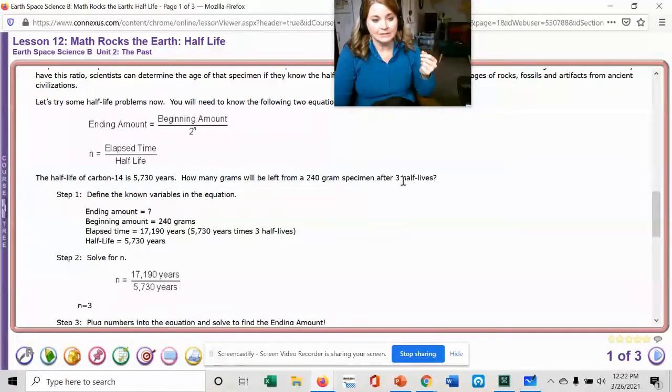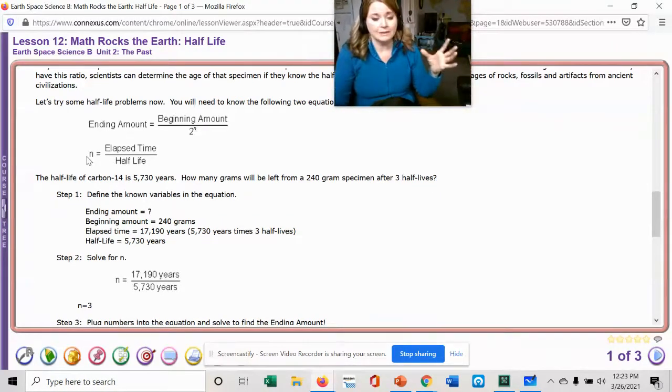Well, the first thing we need to figure out is the amount of time that has passed, basically how much time is in 3 half-lives. So 1 half-life is 5,730 years. So 3 half-lives is 3 times 5,730, which is 17,190. So that's the amount of time we're talking about, okay? That tells us how long of a period it actually is. So if we take the elapsed time of 17,190 and divide it by the 5,730, we end up with 3, which is the same as what they gave us in the problem.